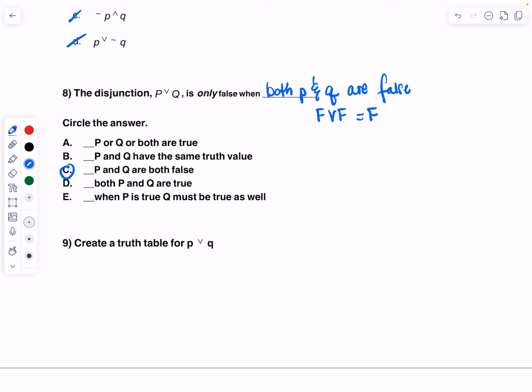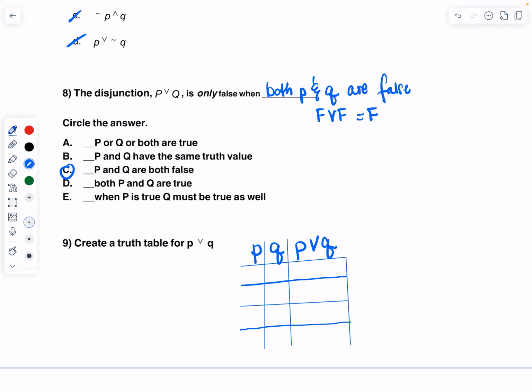9, create a truth table for P or Q. So I have two simple statements, P and Q. Therefore, I know I'm going to have 4 rows. So I'm doing my columns, P, then Q, then P or Q. So I need 4 rows here. 1, 2, 3, and 4. And then I'm going to fill this out. So the truth table would be P would be true, true, false, false, and Q is true, false, true, false.